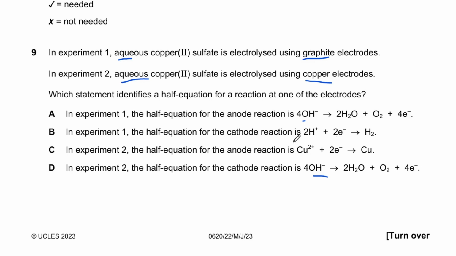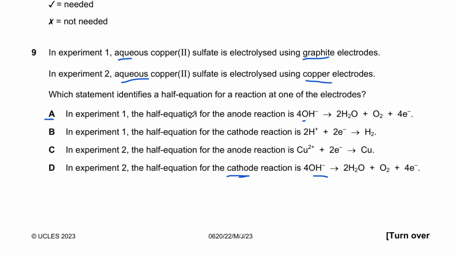B, hydrogen forms only if hydrogen ions are present. Now for C, that equation is for a cathode, not an anode. And then for D, oxygen is produced at the anode, not at the cathode. Look at it here. So it is at the cathode. So the oxygen is produced at the anode, not at the cathode. So D is wrong. So therefore, our answer is A.